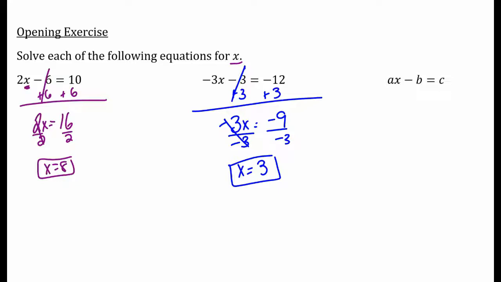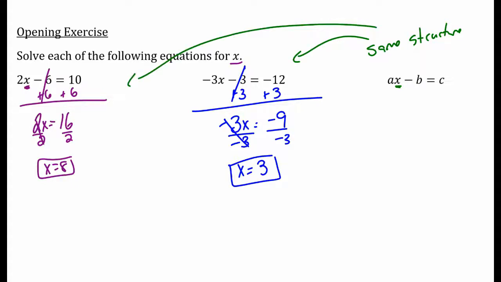This is different because I have a times x minus b equals c. Well, how do I get this x alone? Well, this equation has the same structure as these two equations here, where first I added this value that didn't have an x. A times x equals, I have no idea what c plus b is, so I'm just going to leave it as c plus b, because I don't know what c and b are.